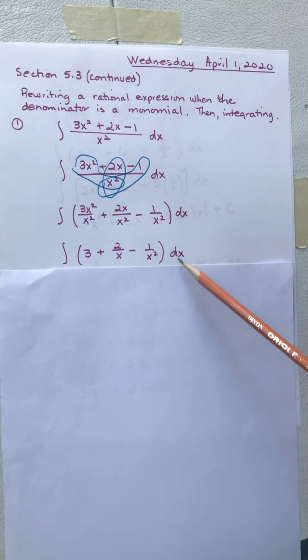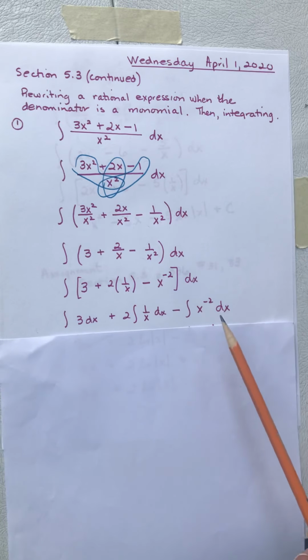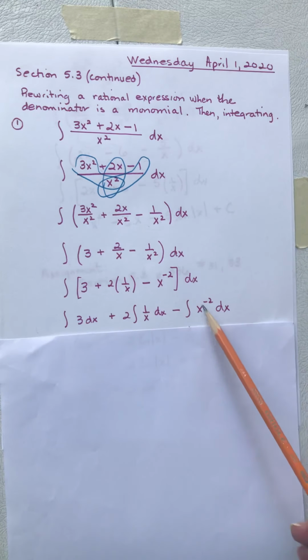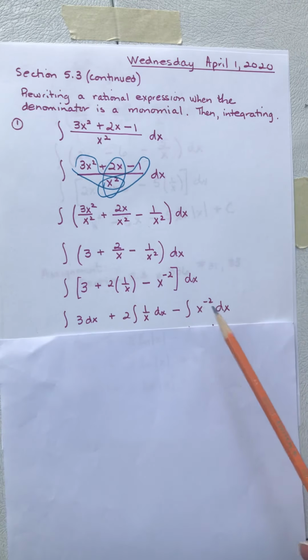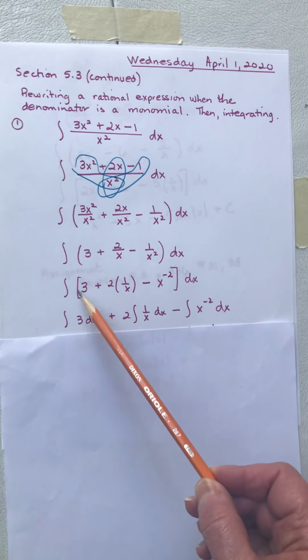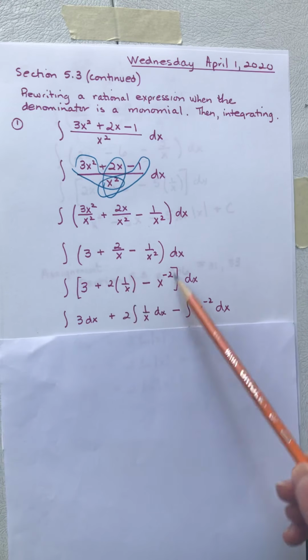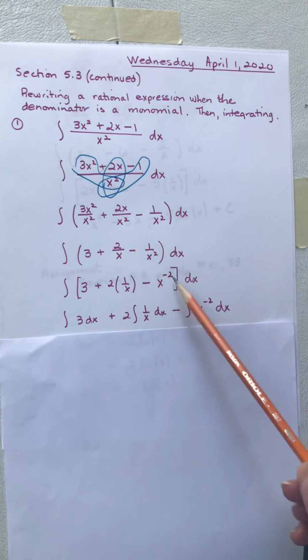And then we could write 1 over x squared as x to the negative 2 power. So there's our rewrite. Now, we can split it up into 3 separate integrals. I'm going to do it here, but actually you can just integrate the 3 and then the 2 times 1 over x and then the negative x to the negative 2. And you could skip this step, but I wanted to show you this step so you can see why we get to where we do.